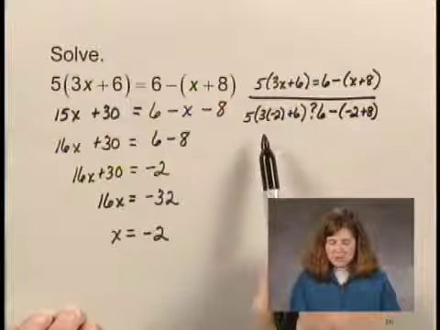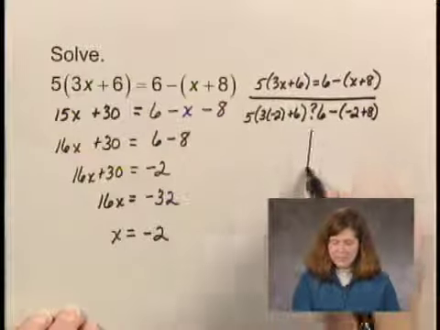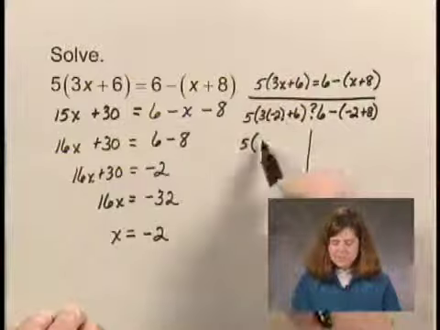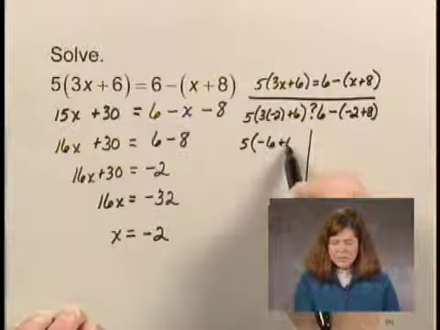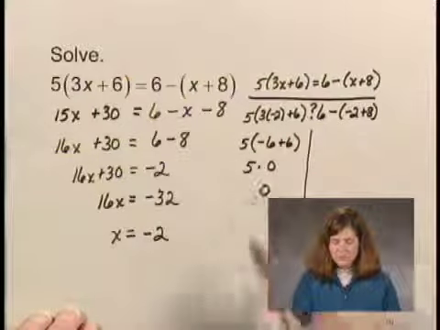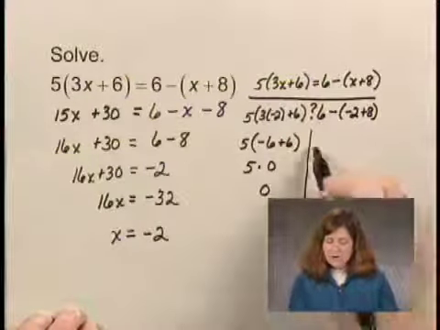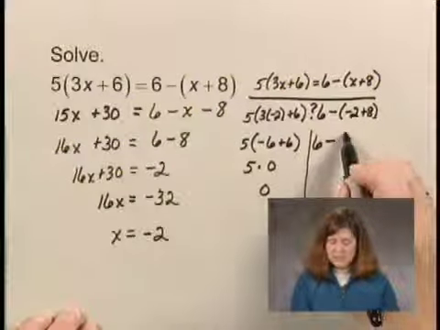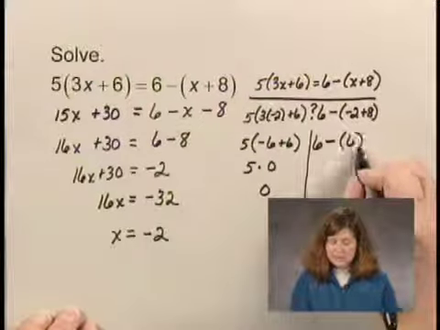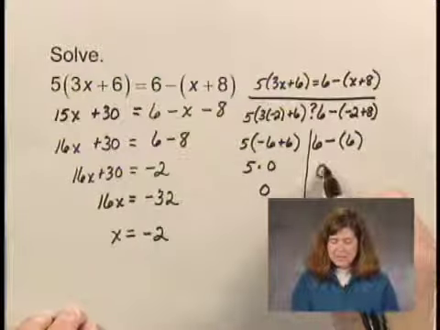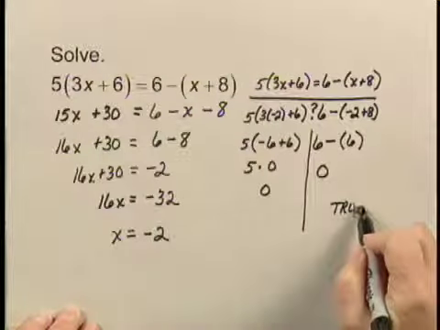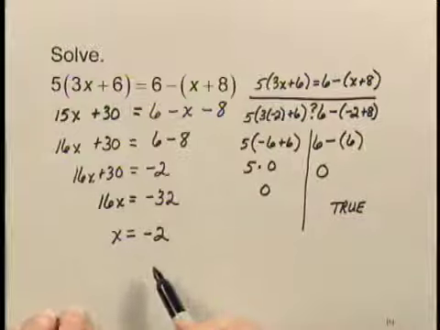Well, if I substitute in, I have here 5 times 3 times negative 2 is negative 6, so I have negative 6 plus 6, which would be 5 times 0, which would be 0. On this side of the equation, I have 6 minus, and then in the parentheses, negative 2 plus 8 is 6. 6 minus 6 is also 0. Since 0 equals 0 is true, I know that negative 2 is the solution of the equation.